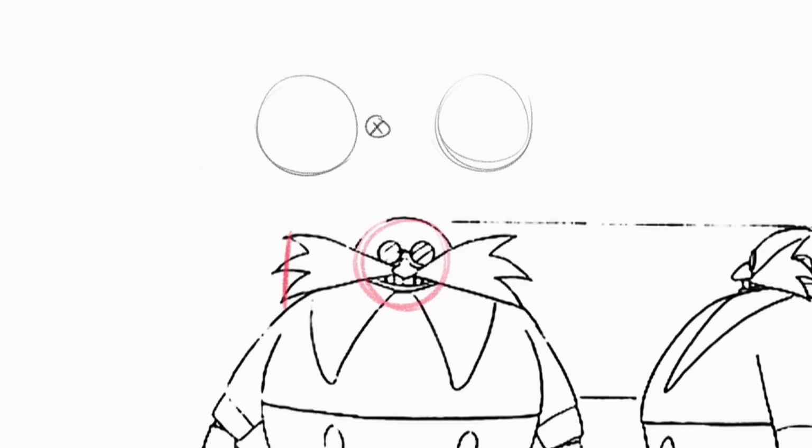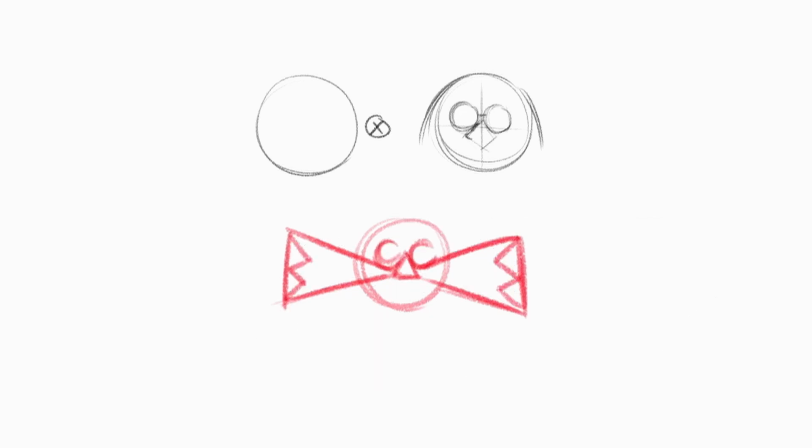Getting a design correct is all about proportion. For example, Eggman's circular glasses sit right on top of his triangular nose, taking up the majority of his facial area. His head is more accurately represented as a half circle, as it gets cut off by his expression or his suit.